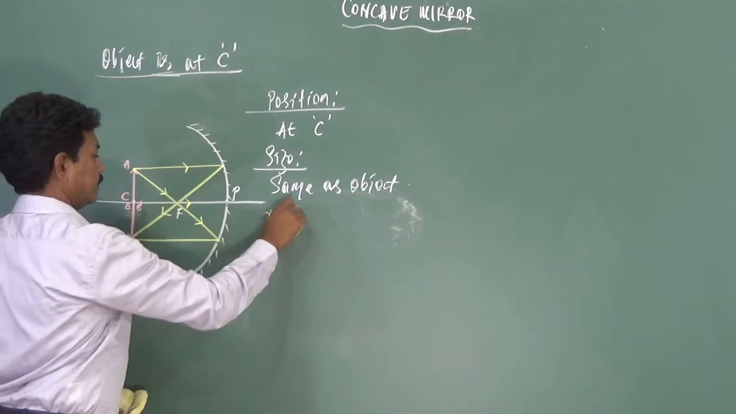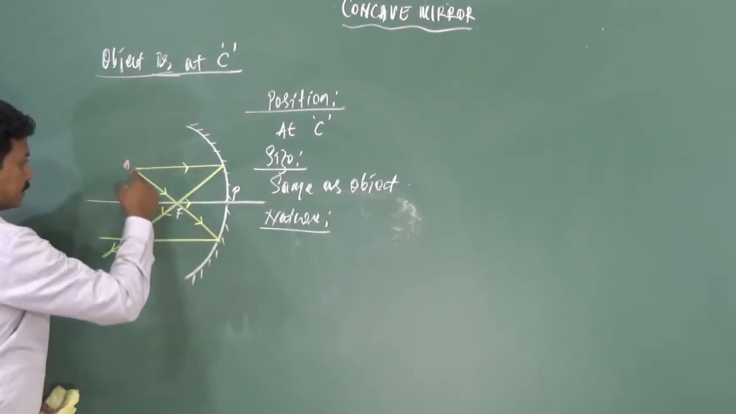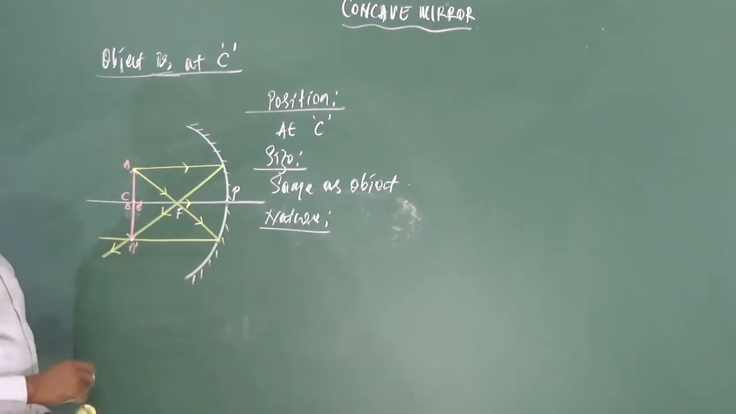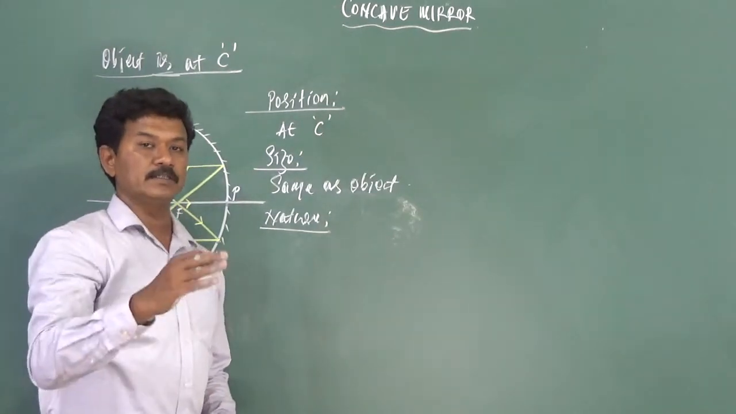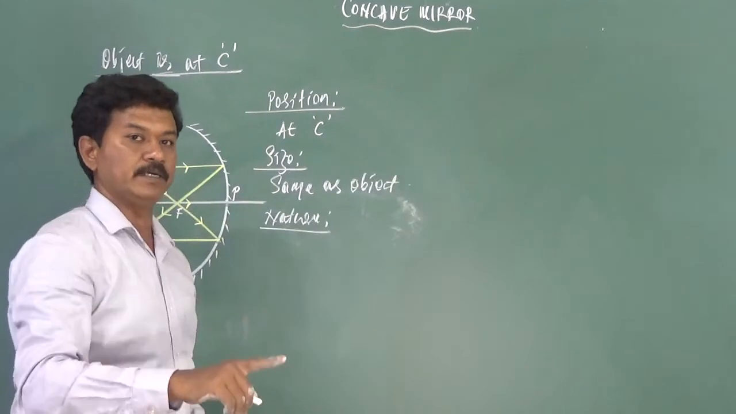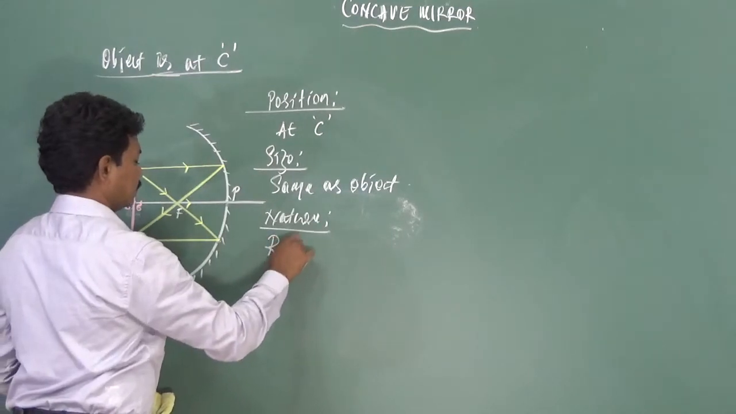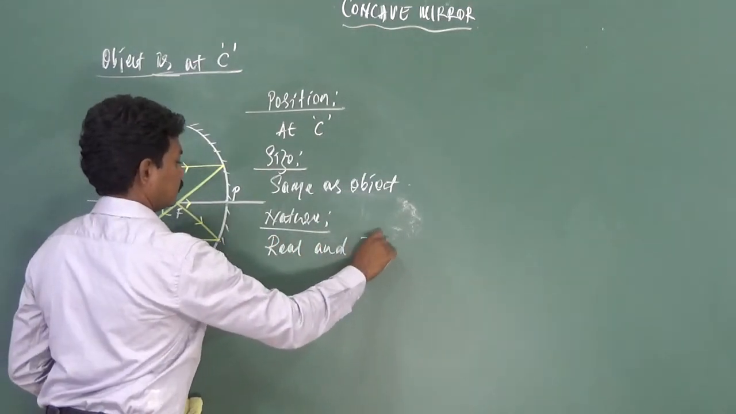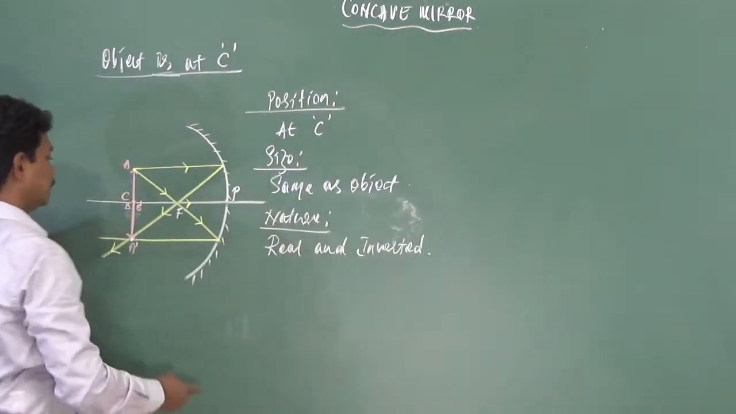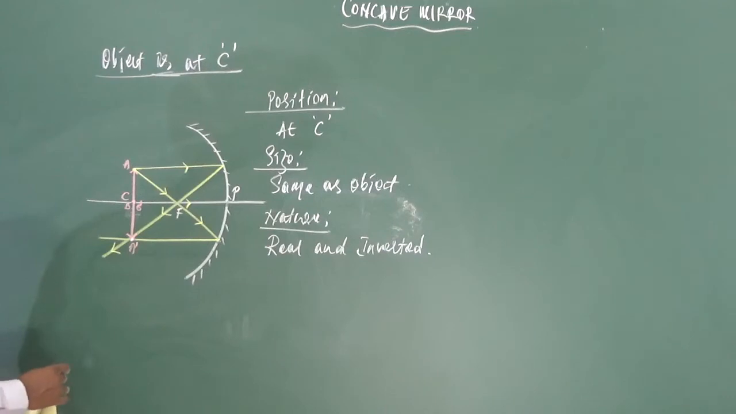Then we'll go with the nature of the image. Here we can see that the 2 light rays, one is this light ray, another is this light ray, actually meet at this point. If 2 light rays actually meet at a point, then the image is formed at that point, and that image will be a real image. If the image is a real image, 100% it is inverted. So it is real and inverted. Now, what is the size that we have written? That is same as the object. So this is what happens when the object is at C.